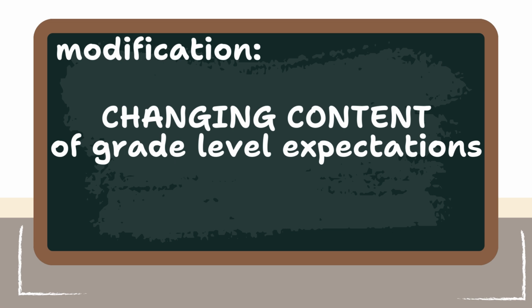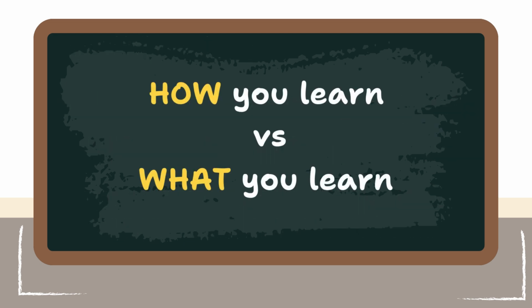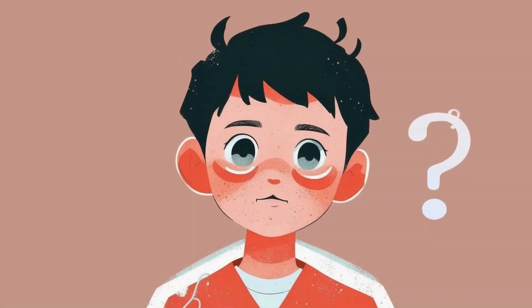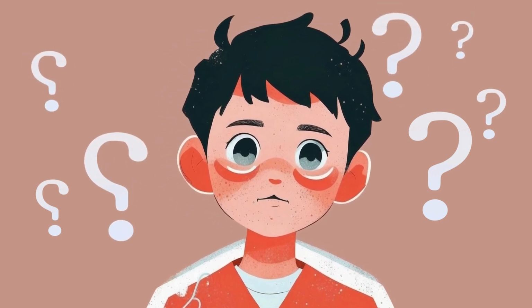Modifications, on the other hand, is changing the content of what the grade level learning expectations are for the student: using a different reading or math program than grade level expectations, taking away word problems on a math test, and just completing straight up math computation instead. In short, an accommodation is changing how you learn, and modification changes what the student is expected to learn. Quite the tangent from our video topic, but we felt the need to clarify as the two often get interchanged.